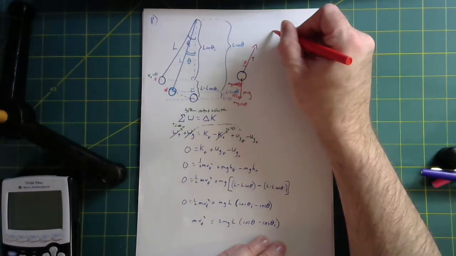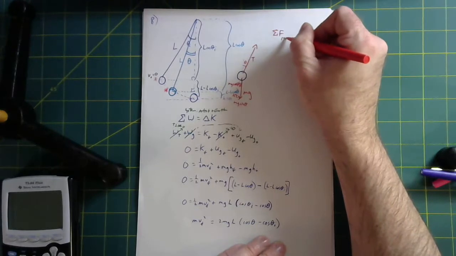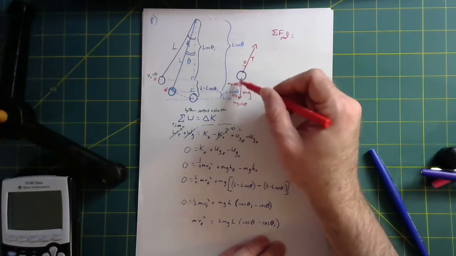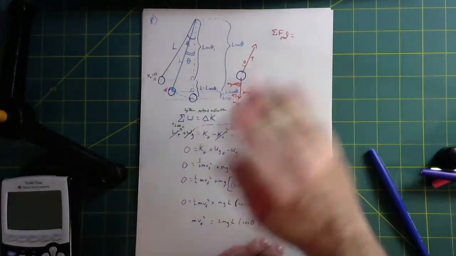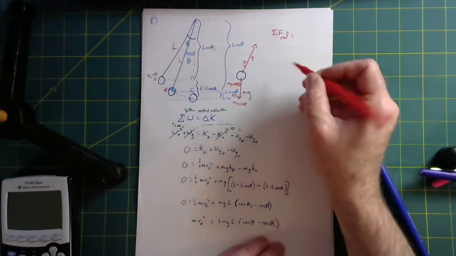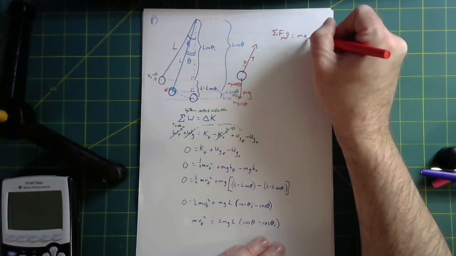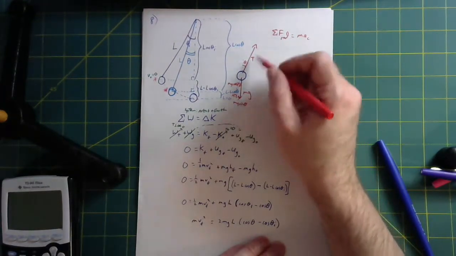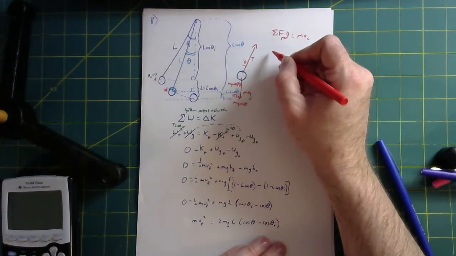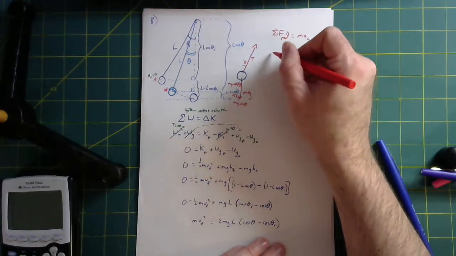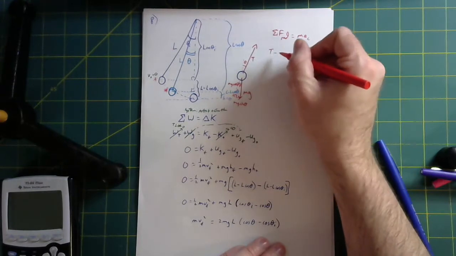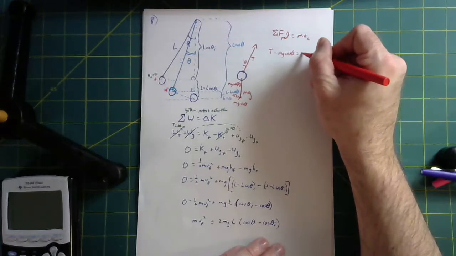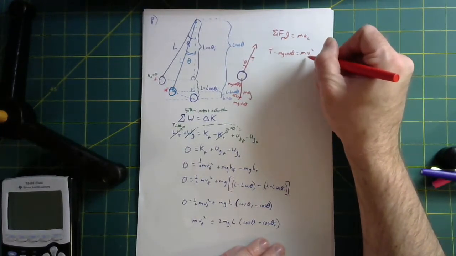So when I do the sum of my forces in the radial axis, these two forces, T inward and mg cosine theta outward, they are not balancing out because I need to have an acceleration inward to make me turn. It's going to be mass times centripetal acceleration. That's our formula for the radial axis, adding up the forces in the radial. Forces in minus out: T, the thing I'm trying to find, minus mg cosine theta is m times a_c, and a_c is v squared over r.